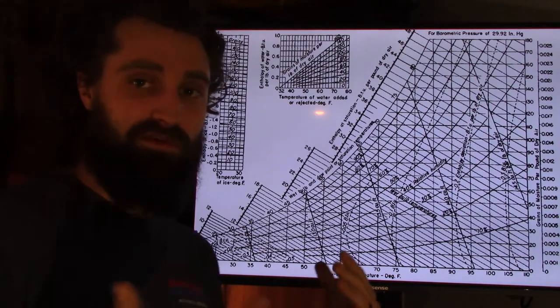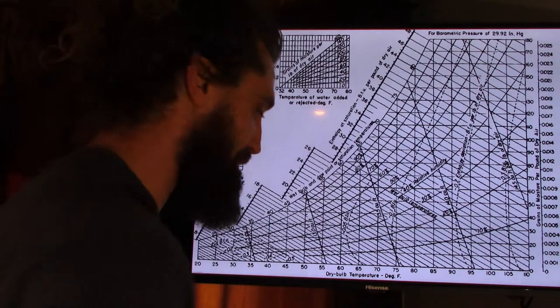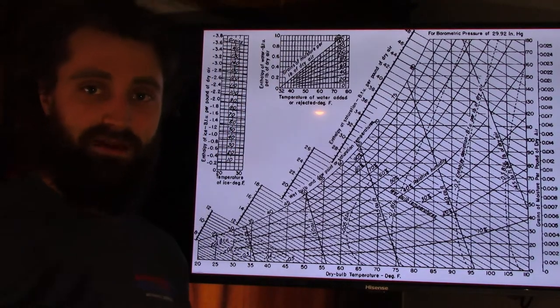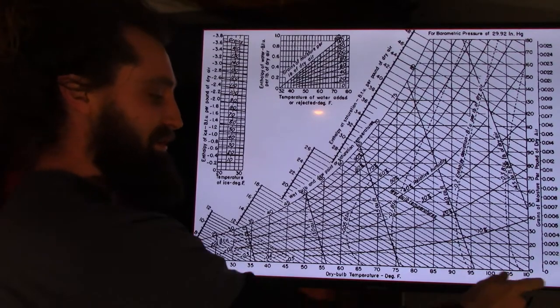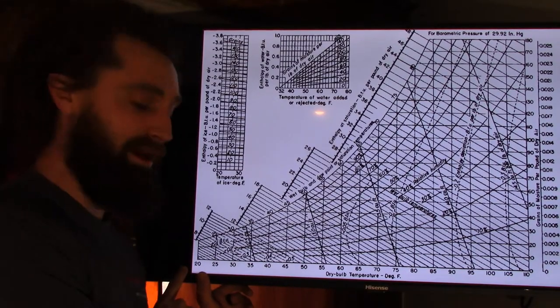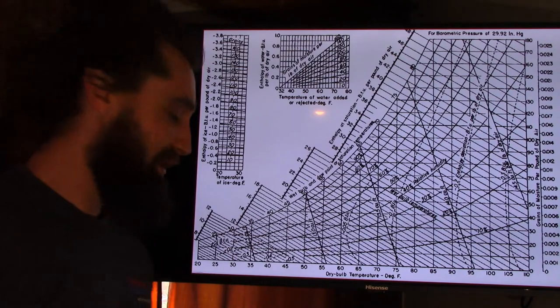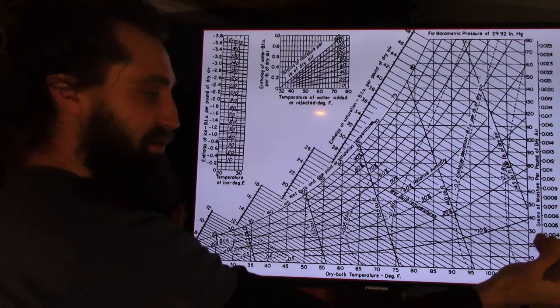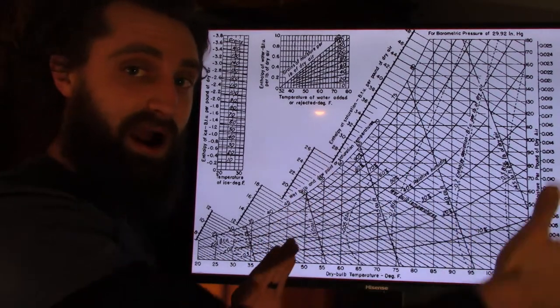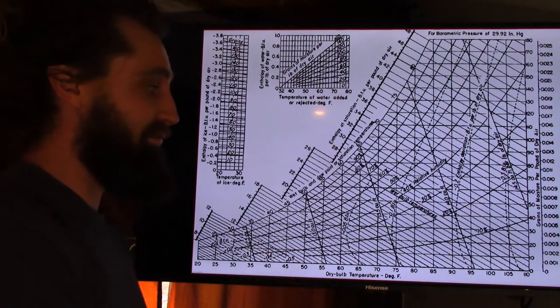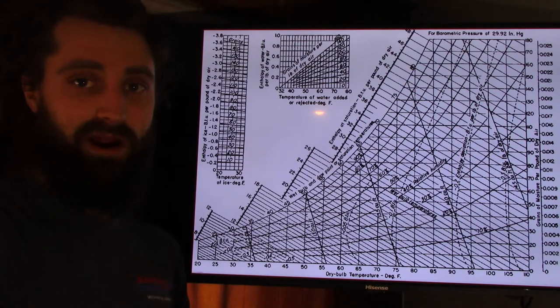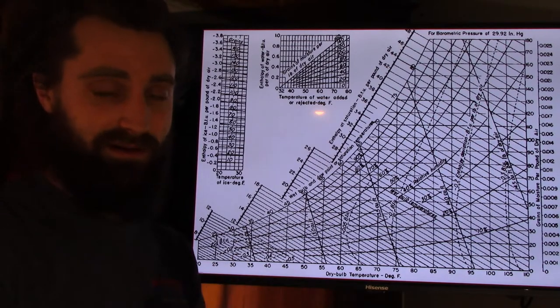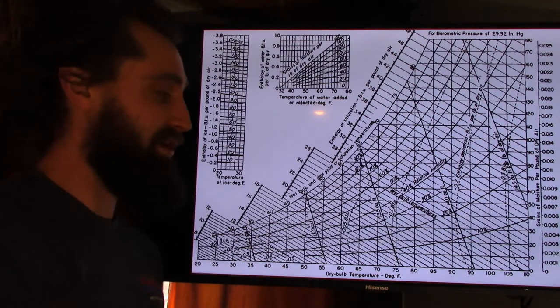So for those of you who have never seen this chart, the very first set of numbers we're looking at, the very first scale, is this bottom scale here. This is the dry bulb temperature scale. On this particular chart, it ranges from 20 degrees up to 110. There are charts that go higher than that, but for air conditioning, this is all you need. It's very rare that you're going to see dry bulb temperatures in a house over 110 degrees, or below 20. So this is a good chart.